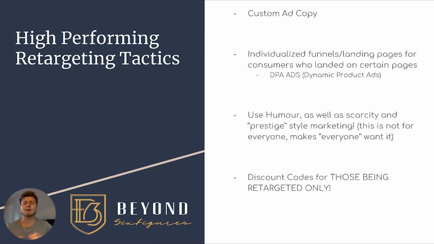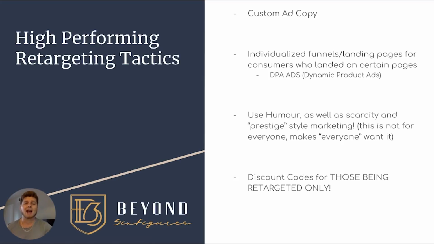Also guys, you want to hit them with individualized funnels and landing pages for the consumers who landed on certain pages. Another good way to talk about this, guys, is called DPA ads, or dynamic product ads. You're hitting them with the product that they viewed personally. And you could put the URL from your site into the audience manager to actually make sure that's specific and you're actually targeting them properly.